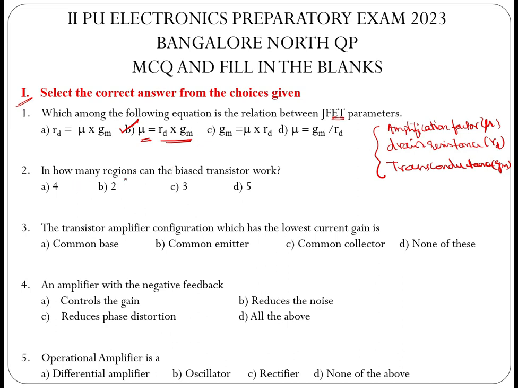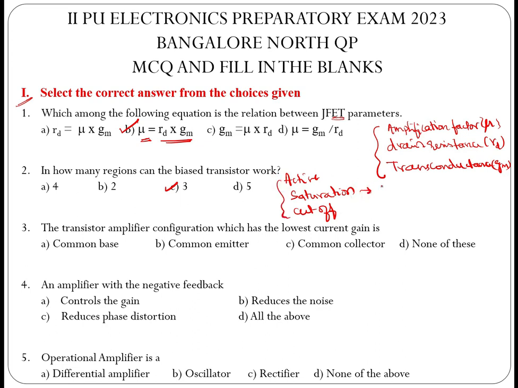In how many regions can the biased transistor work? That is 3, option C. This is because there are 3 regions: one is active region, one is saturation region, and another one is cutoff region.